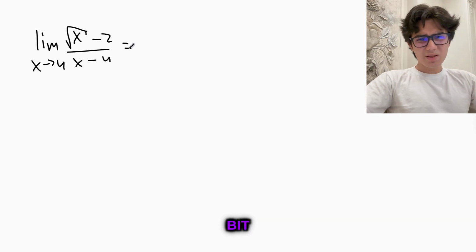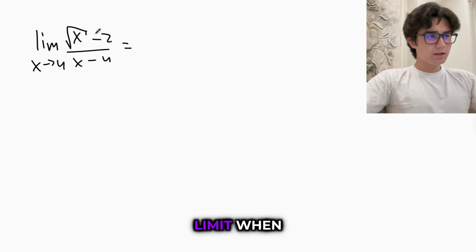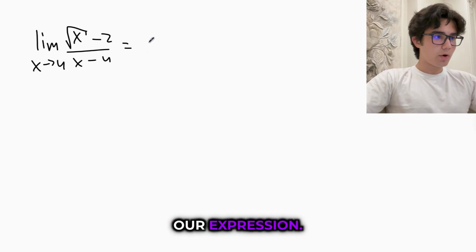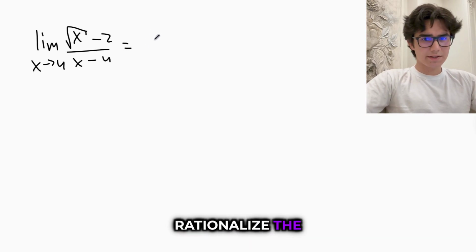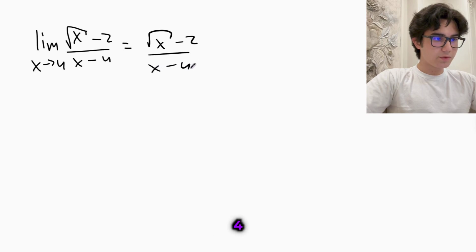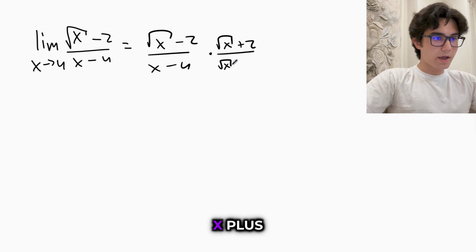Then we've got the third type of limit problem. Now these ones are a bit more complicated, but it doesn't really get more complicated than this. So to find the limit when we have square roots in our expressions, we want to rationalize our expression. And so here's how we rationalize the square root. Same thing, square root of x minus 2 over x minus 4, and then we multiply it by square root of x plus 2 over square root of x plus 2.